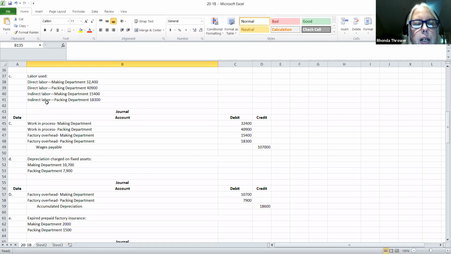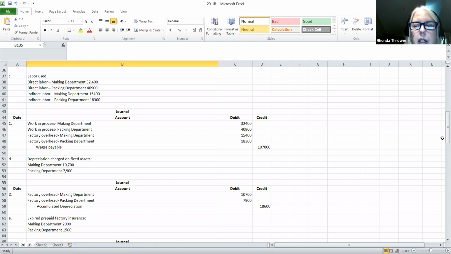Our indirect labor is considered factory overhead. So factory overhead would be debited to the making department for $15,400. Our indirect labor is factory overhead for the packing department. So factory overhead packing department would be debited for $18,300. All of these debits are added together to get our total credit, which would be to wages payable. Wages payable is credited for the amount of the direct labor as well as the indirect labor for this company. So this is the journal entry where we would record our labor.